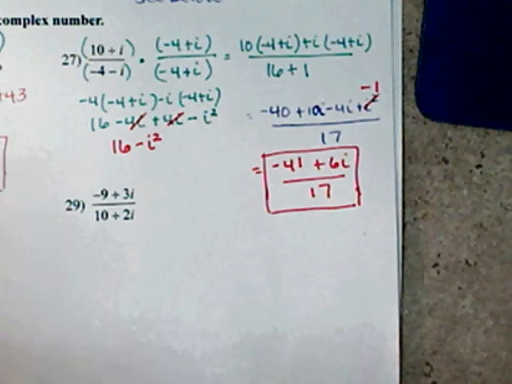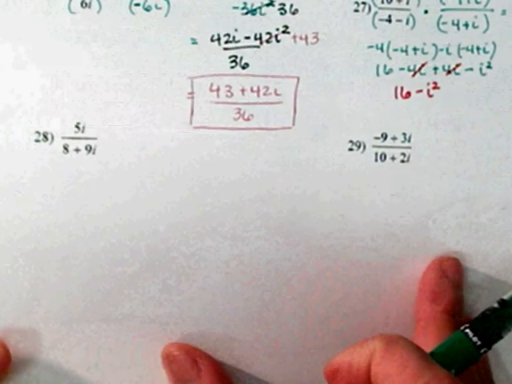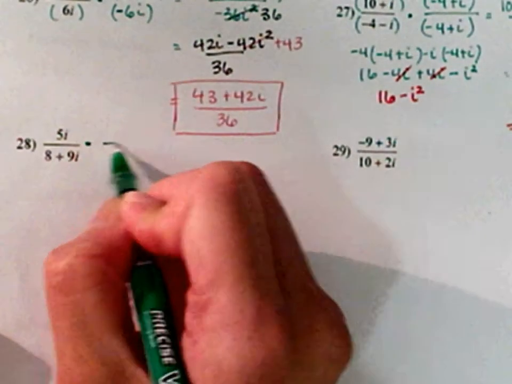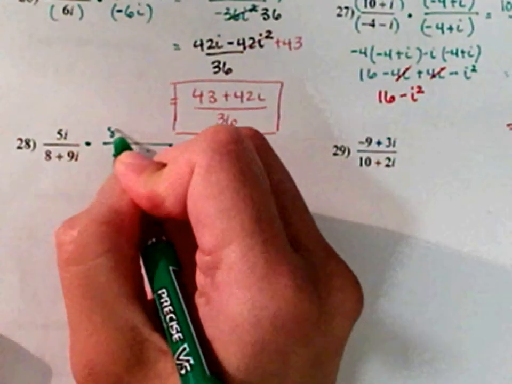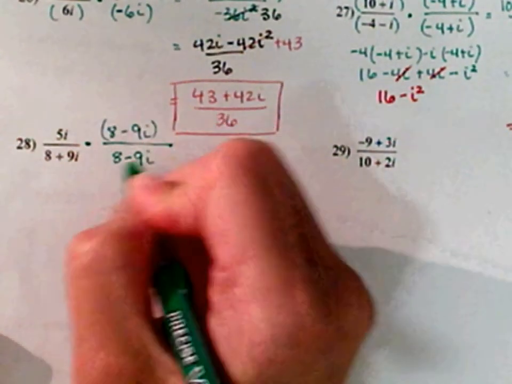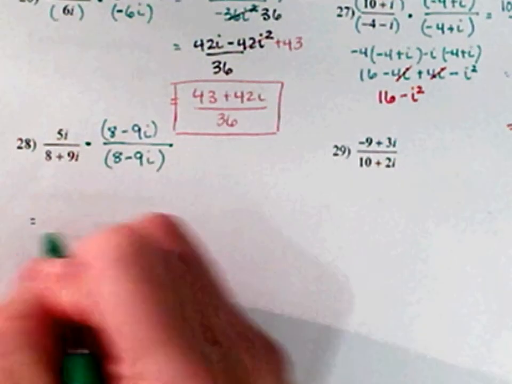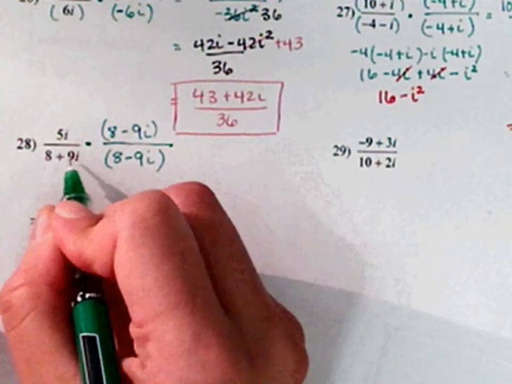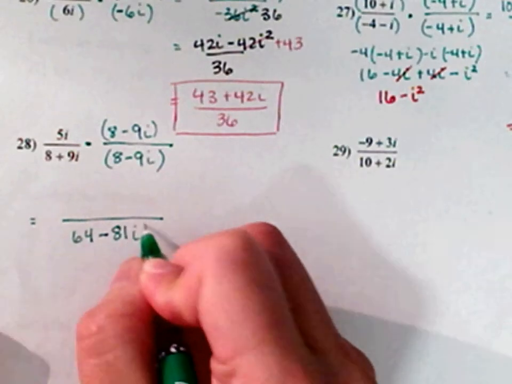Number 28. We got to get rid of that I in the denominator, so we're going to take the conjugate. What is that conjugate? 8 minus 9I. What you do to the denominator, do to the numerator. We got to keep it balanced, got to keep it 1. Okay? So 8 times 8 is 64. Positive 9I times negative 9I is negative 81I squared.